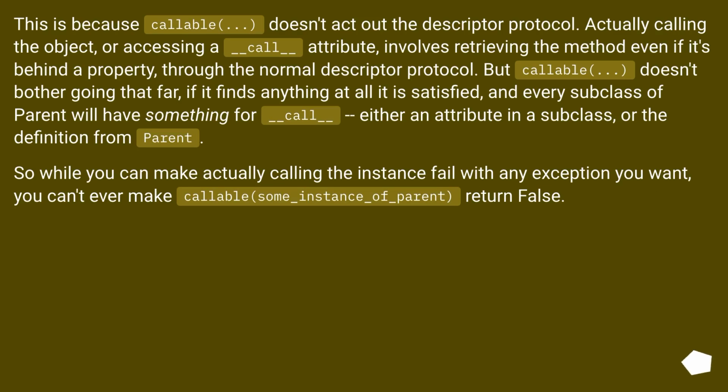This is because callable doesn't act out the descriptor protocol. Actually calling the object, or accessing a __call__ attribute, involves retrieving the method even if it's behind a property, through the normal descriptor protocol. But callable doesn't bother going that far. If it finds anything at all it is satisfied, and every subclass of parent will have something for __call__, either an attribute in a subclass, or the definition from parent. So while you can make actually calling the instance fail with any exception you want, you can't ever make callable on some instance of parent return false.